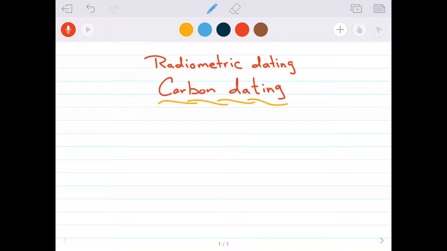Hi, today's lesson is going to be about radiometric dating or carbon dating. So the learning objective of today is that students will be able to describe carbon dating.